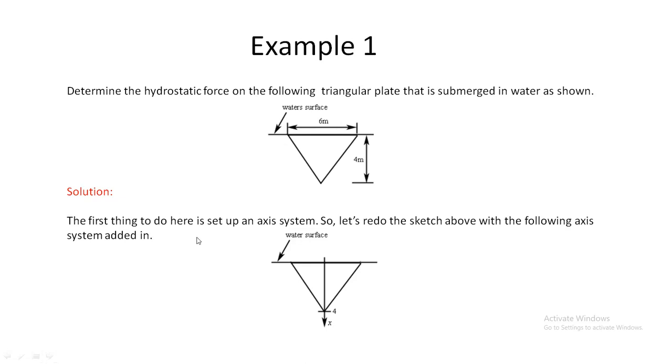The first thing to do here is set up an axis. So you have to set up an axis right on this particular triangular plate. So let's redo the sketch above. The sketch is placed on the Cartesian plane, your x and y axes, like this. The water surface coincides with the x-axis, and the tip of this triangular plate, the middle part of our triangular plate, is right on the vertical axis.